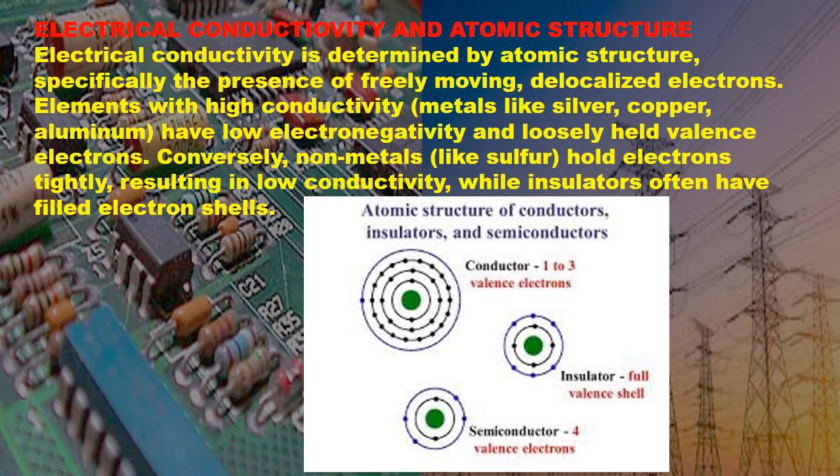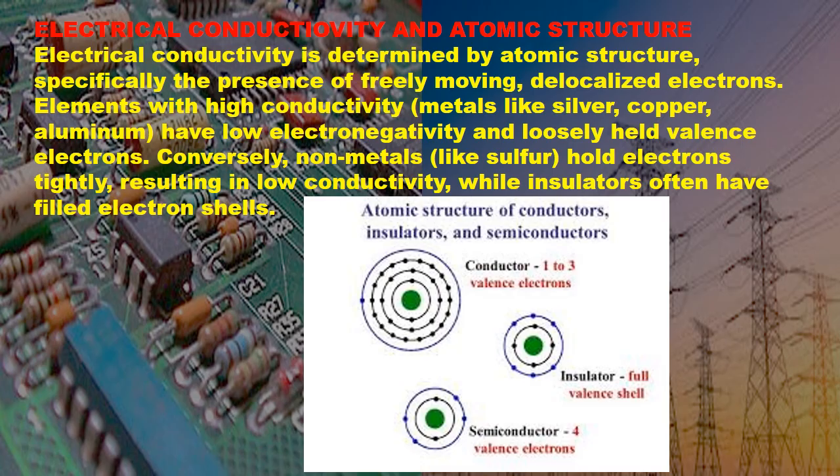For a conductor, it's normally 1 to 3 valence electrons orbiting the outermost shell, and for insulators we have a full valence shell, meaning the number of electrons orbiting around the outermost shell is fixed, like in this case it is 8 for the insulator. So 8 is the number of electrons required to orbit the shell, so we have 8 electrons there. All insulators have fixed electrons orbiting the outermost shell.